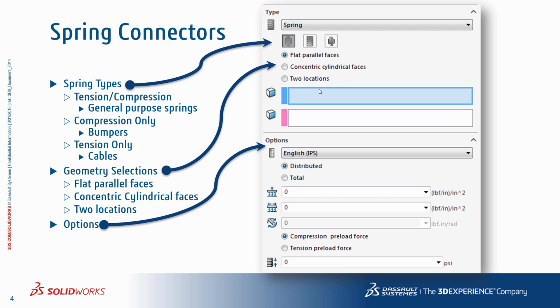Now, as part of the spring connector definition, you can also specify the spring stiffness as a total value or a stiffness that is distributed over an area. You can control or input values for the normal as well as the shear stiffness and also provide a preload if required for the spring. Now, these are pretty self-explanatory, but the distributed versus the total stiffness choice warrants a little bit more discussion.